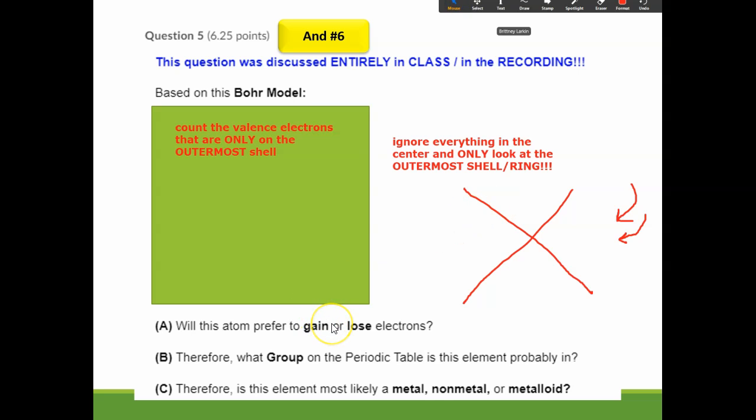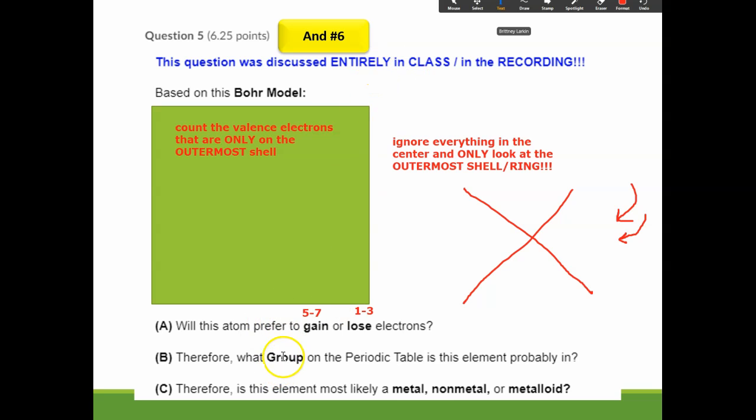So based on this, you should be able to identify, will the atom prefer to gain or lose electrons? Remember, if it only has a few, meaning you only count 1 to 3 on the outermost shell, it'll prefer to lose electrons. If you count up 5 to 7 on the outermost shell, that means it has most of its octet. It just needs a few more, so it's going to prefer to gain electrons.